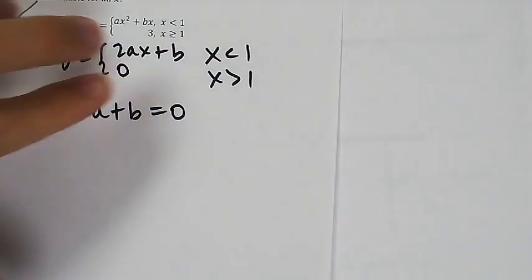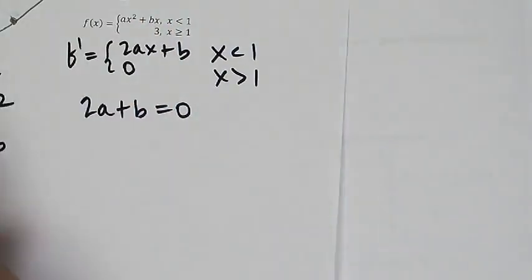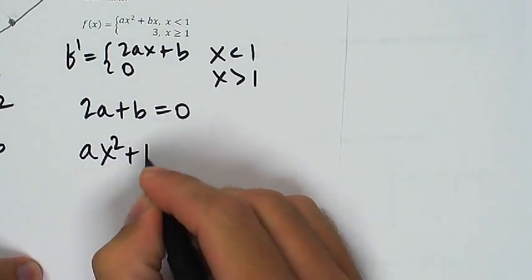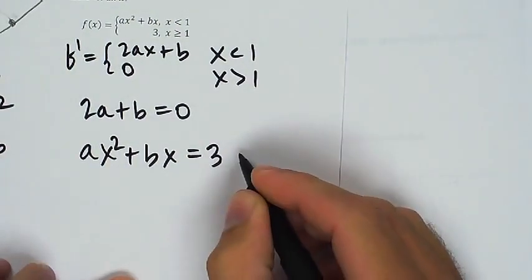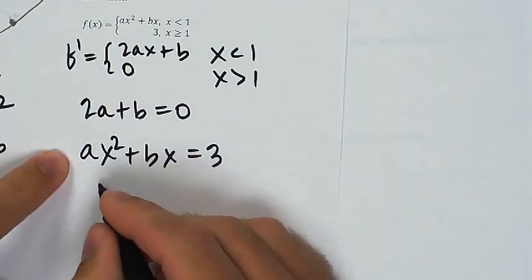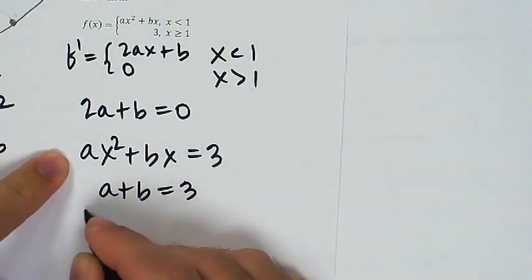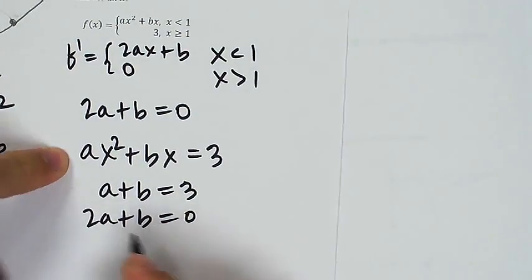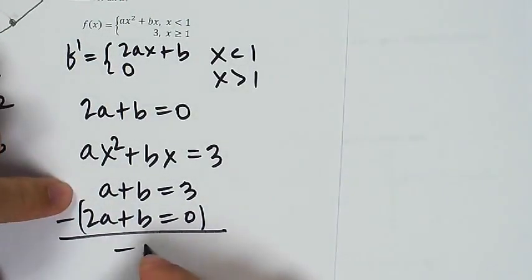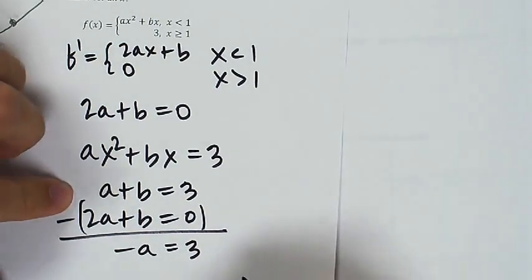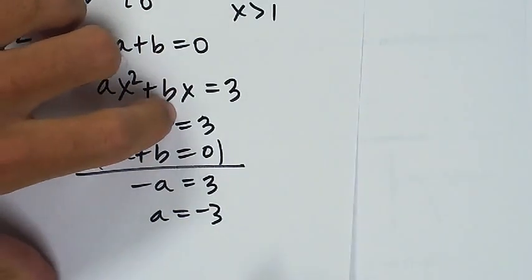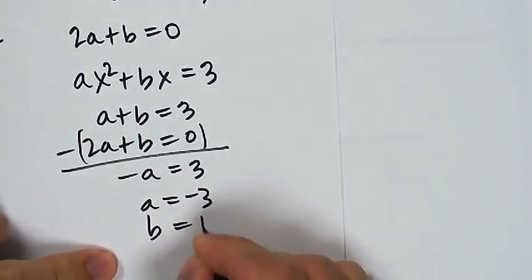So what I'm going to do is set the two pieces of graph equal to each other at the point where x equals 1. So I need ax squared plus bx to equal 3 at x equals 1. So I plug in 1 and I get a plus b equals 3. And I get 2a plus b equals 0. I'm going to just subtract this equation right here. And we get a minus 2a is negative a equals 3. So that feels to me like a needs to equal negative 3, and a plus b equals 3, so that means b has to equal 6.